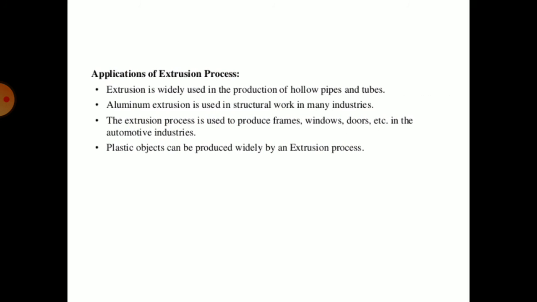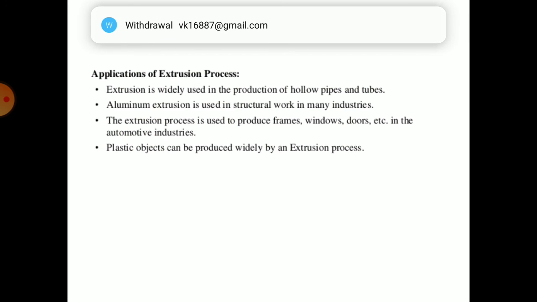Applications of extrusion processes: extrusion is widely used in the production of hollow pipes and tubes, like the toothpaste tube we have discussed. Aluminum extrusion is used in structural work in many industries. The extrusion process is used to produce frames, windows, doors, etc. in the automotive industries. And plastic objects can be produced widely by an extrusion process.